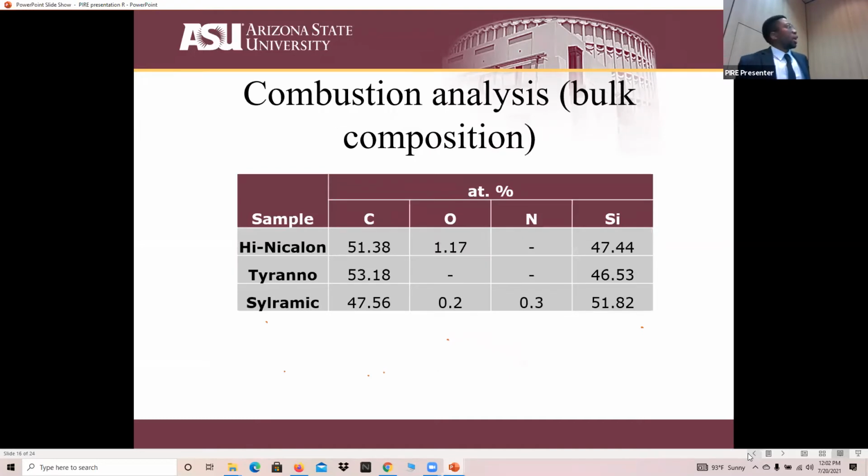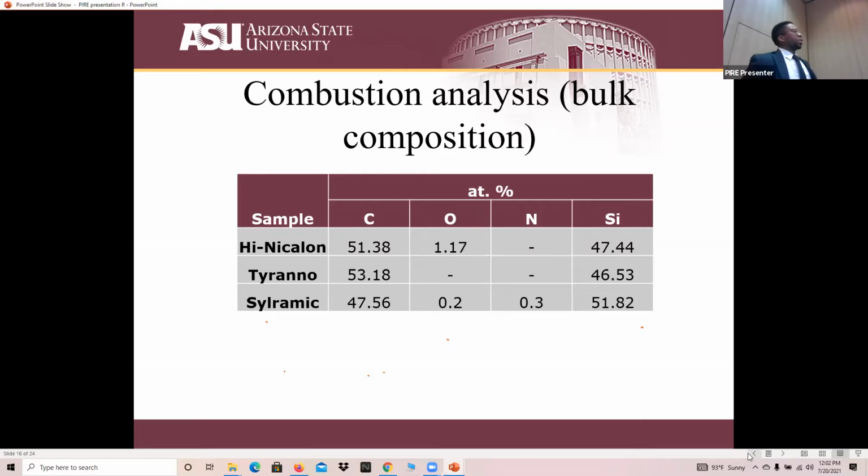Combustion analysis was used to determine the bulk composition of the 3 different fibers, and we can see that as we move from Tirano to high nickel to ceramic, the carbon content decreases, yet we see an increase in the number of bulk constituents.